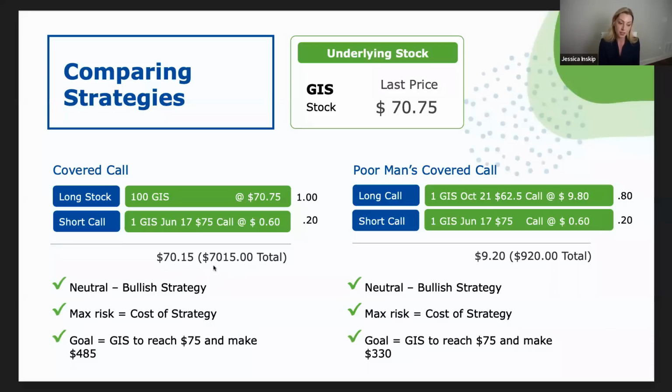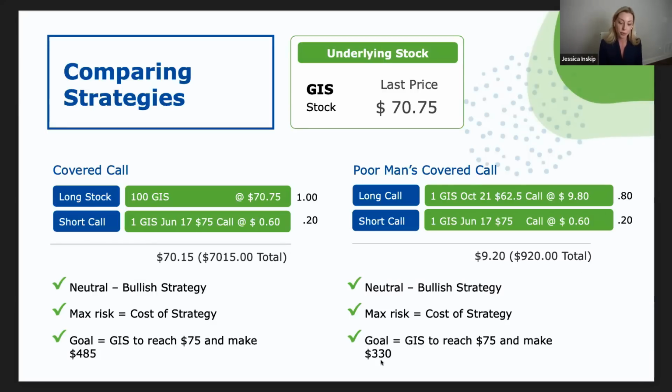We spent 7,015 over here. If that reaches our max profit potential, we'll make 485. Over here, we'll make a little bit less, 330. And that's where I want to go back to the deltas that I was talking about. A delta of 1 means that as the stock moves up $1, you will make $1. This has a delta of 0.8. This one, since it's 0.75, would be 0.65. So that's going to be a little bit less. So there's less upward momentum, and that's okay.